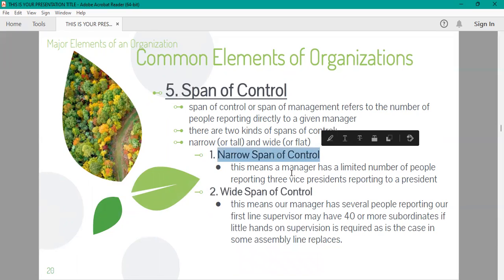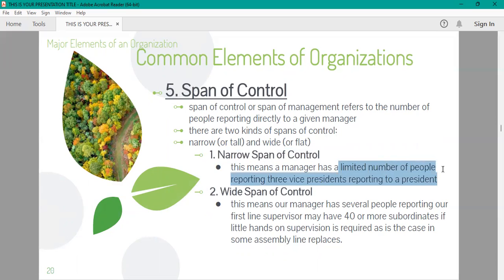Narrow span of control means a manager has a limited number of people reporting, such as three vice presidents reporting to a president. So you only have a few people under you. Let's say for example you are the leader and only three people are under you. So your span of control is small.